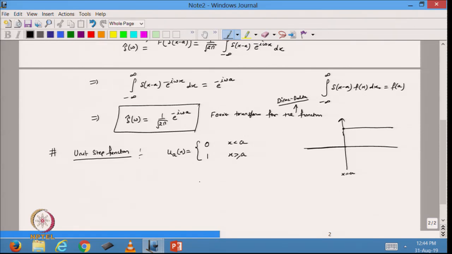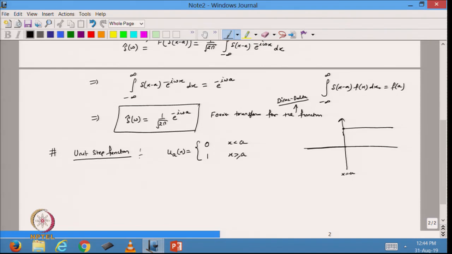Now, we check whether, if I want to take the Fourier transform, it satisfies the sufficient conditions. The first one is that it is continuous in the finite interval. Yes, that is there. If I take any finite interval from minus L to L, this function is piecewise continuous in that interval. The second thing I want to check is whether u_a(x) is absolutely integrable.